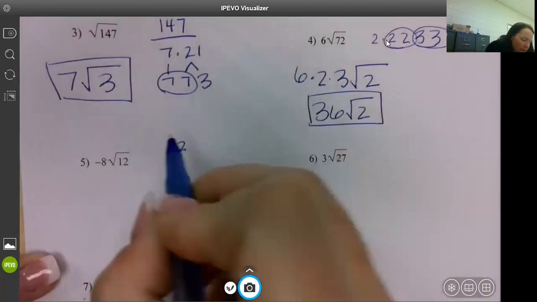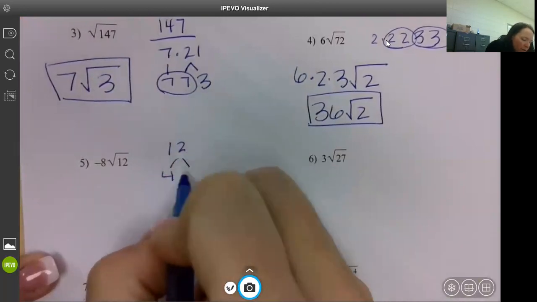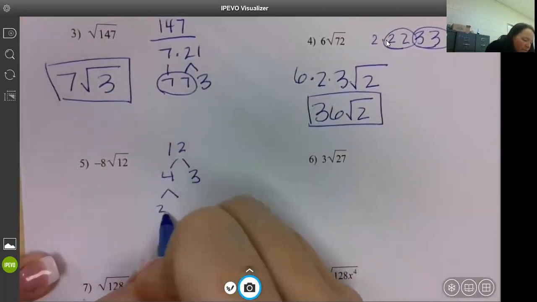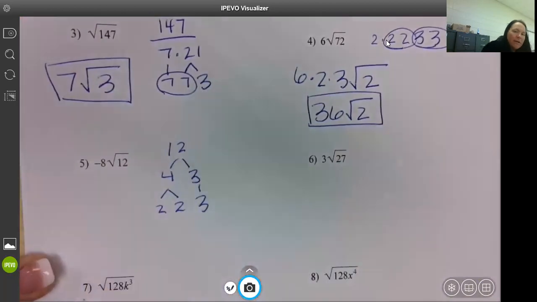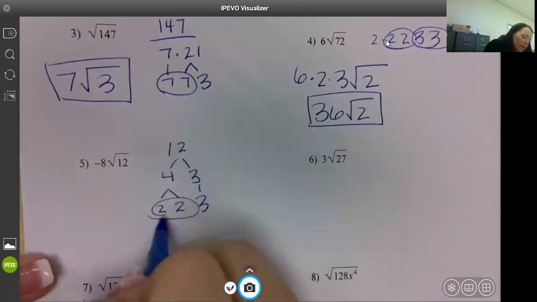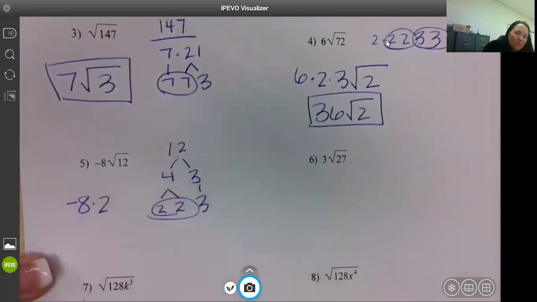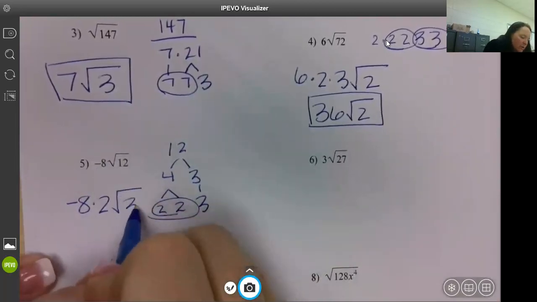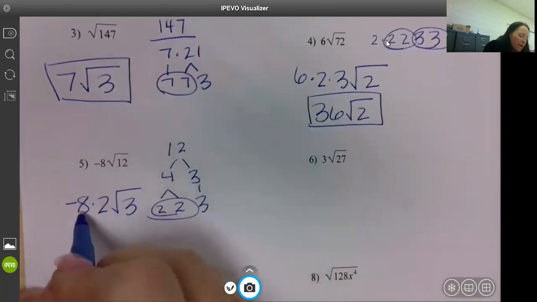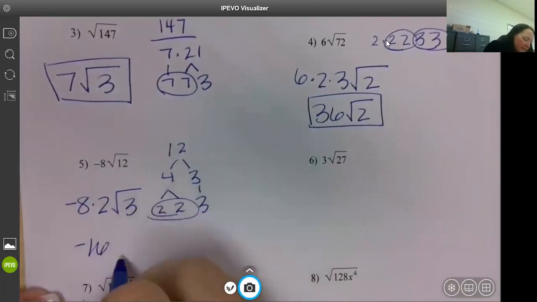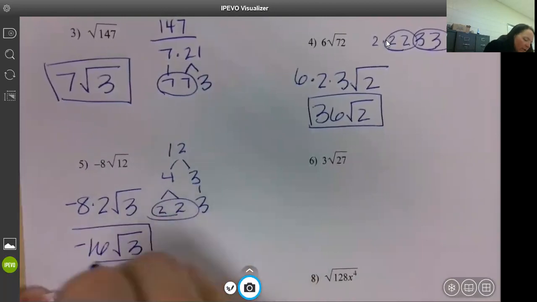On the next one, we're going to break down 12. 12 is 4 times 3, or 2, 2, and 3. We have a pair of 2s. We already had a negative 8. We circled 2s. We left a 3. Negative 8 times 2 is negative 16. Square root 3.